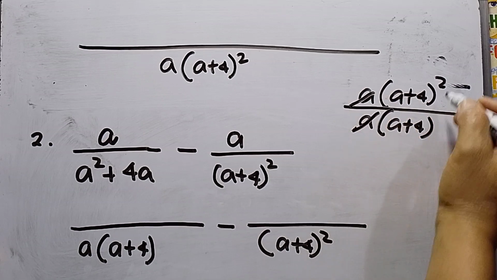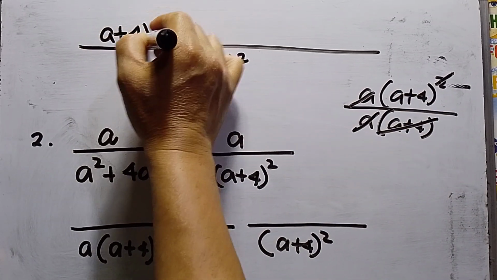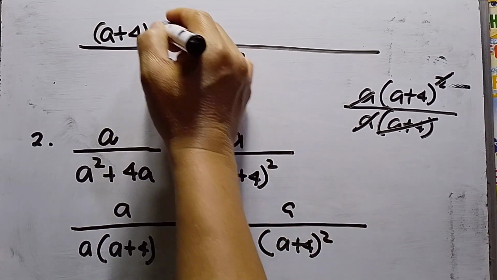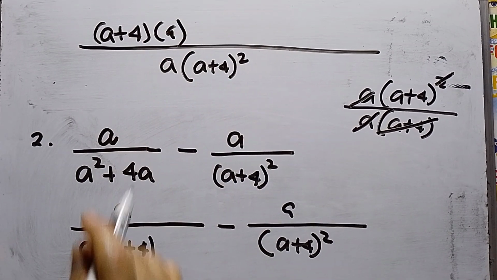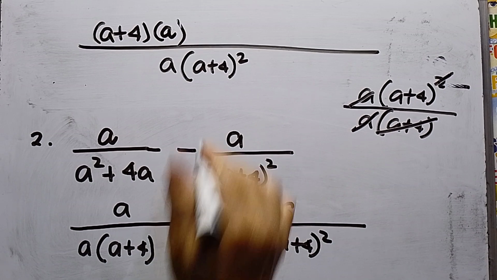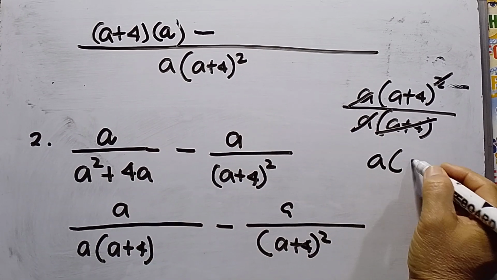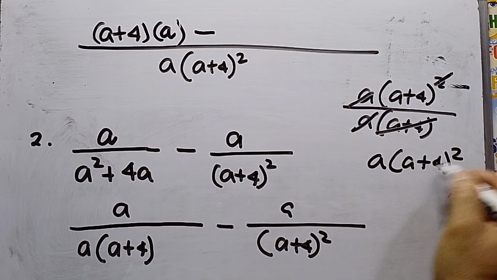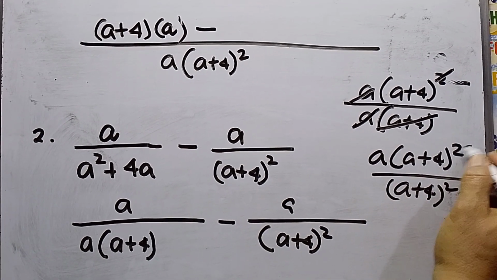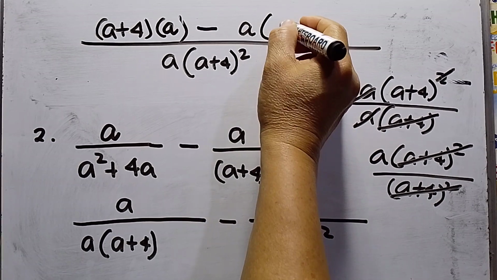So meaning one of these will be crossed out. So I have here a plus 4 times a. Then minus this one: a times a plus 4 squared divided by a plus 4 squared, crossed out. So I have a, then the numerator is a, so multiply by a.